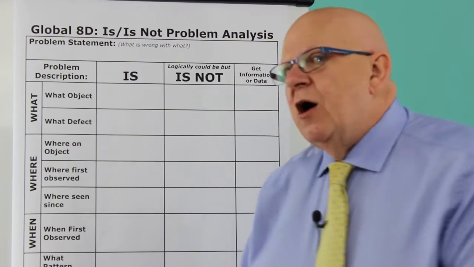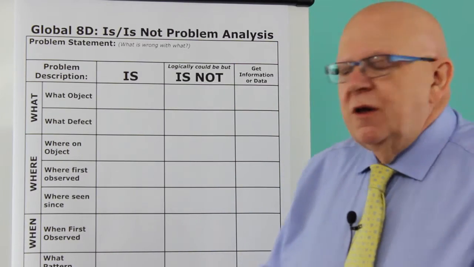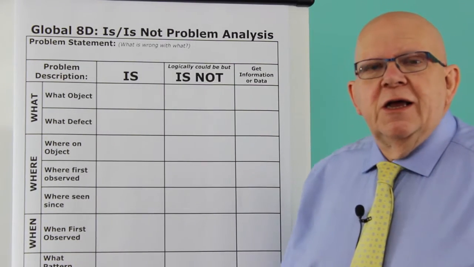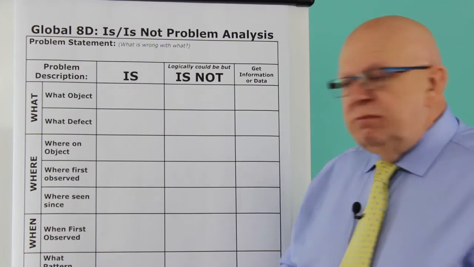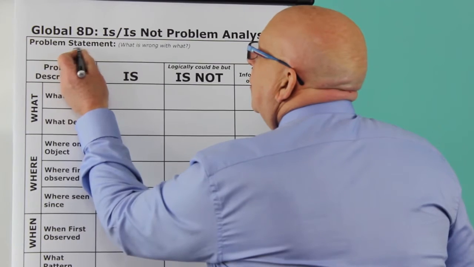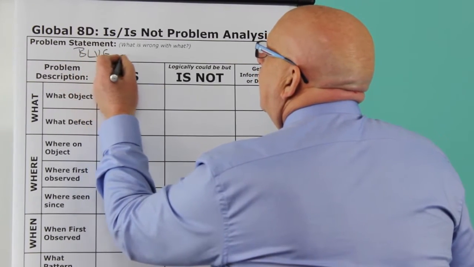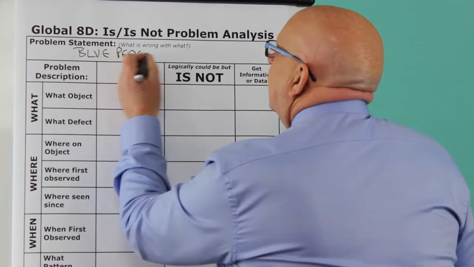So what do we know? We're going to talk about the problem statement. We know we've got leaking blue pens. That's all we know. So blue pen leaking.